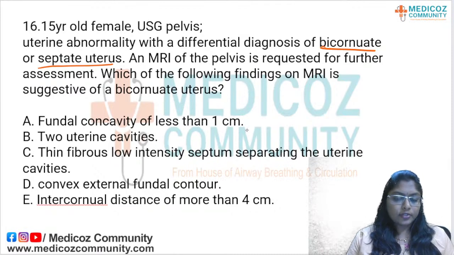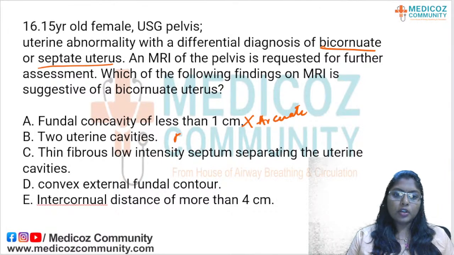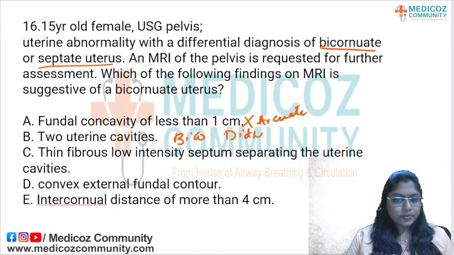The fundal cavity of less than 1 centimeter? No. This is probably true for arcuate uterus. There are two uterine cavities in bicornate as well as didelphus. So it is not a definitive thing. Thin fibrous low intensity septum separating the uterine cavities. This is the description for septate uterus.